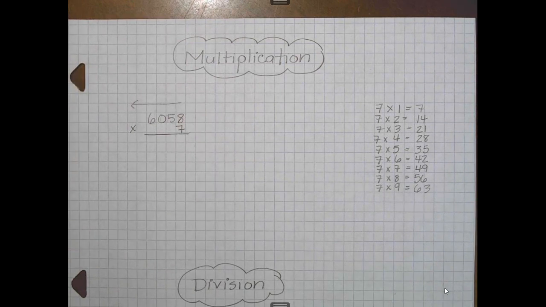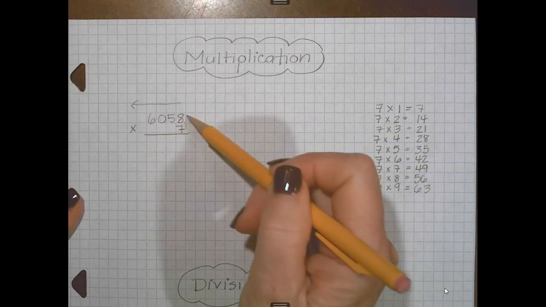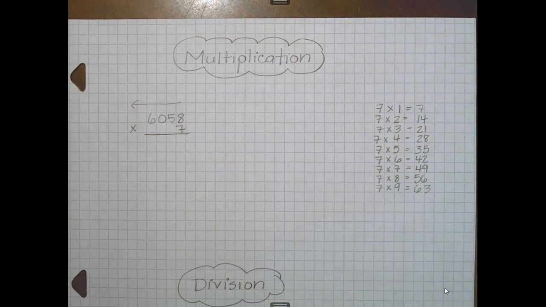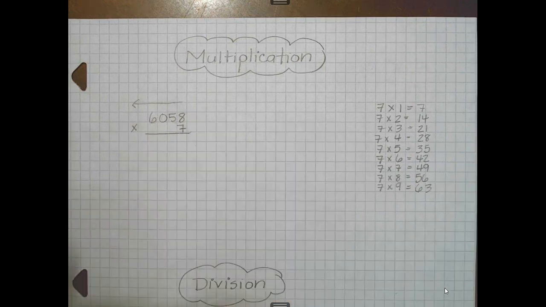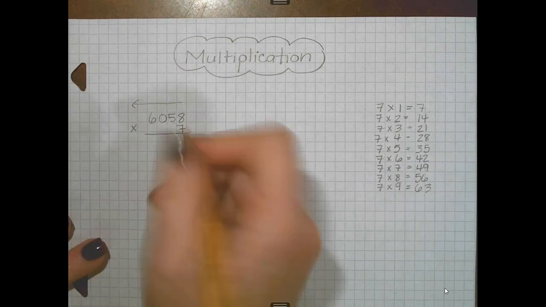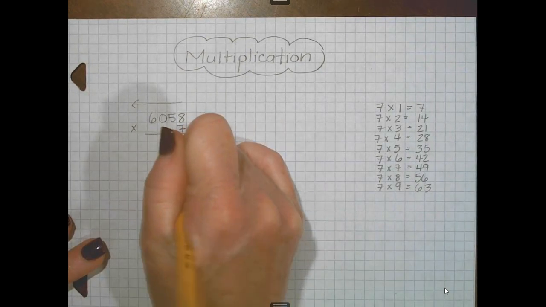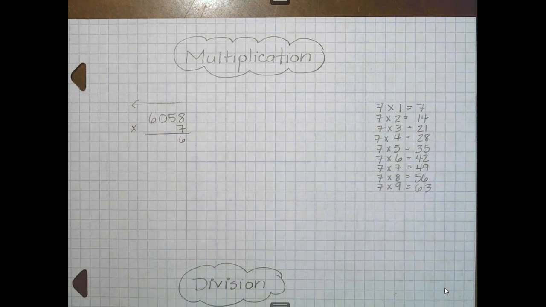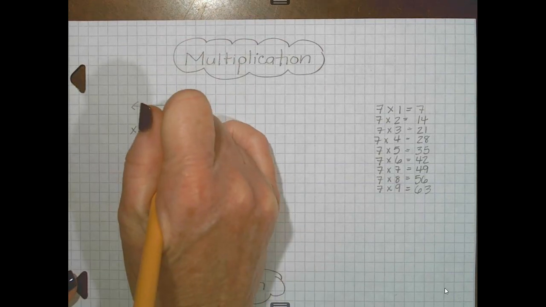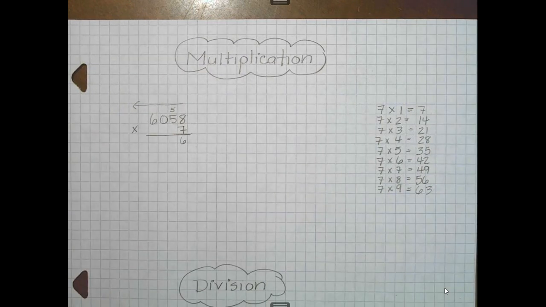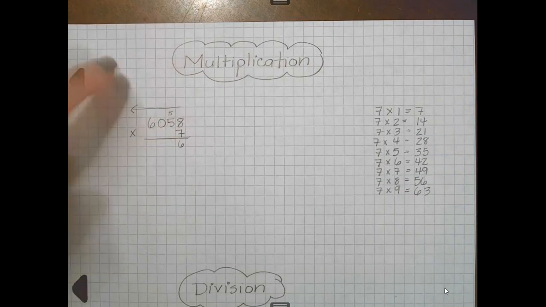So we start with 7 times 8. 7 times 8 is 56. So 56 ones cannot fit in this one box, right? This is just like addition. So we're going to write down the 6 ones, but the 50, the front digit, we're going to rename as 5 tens. So it's going to go above the tens place. Okay, now we're going to add it after we multiply.